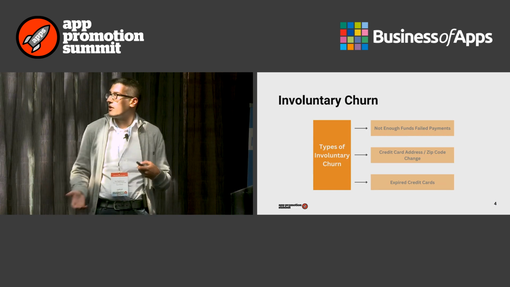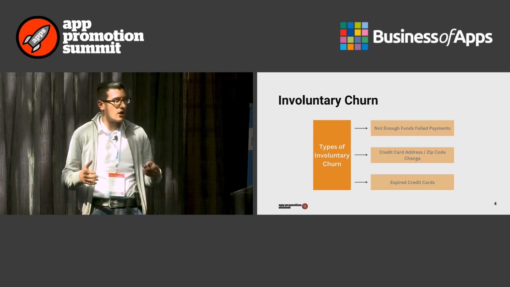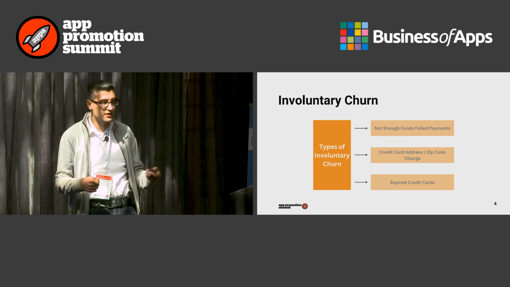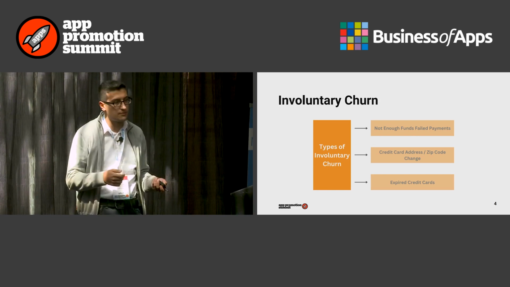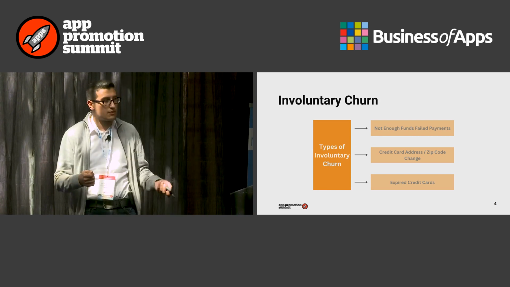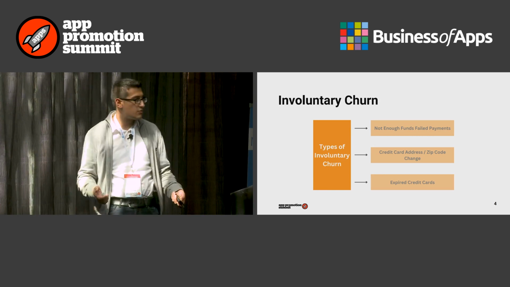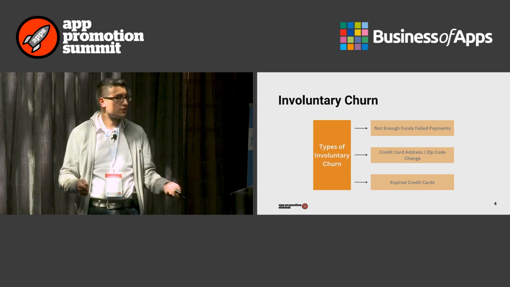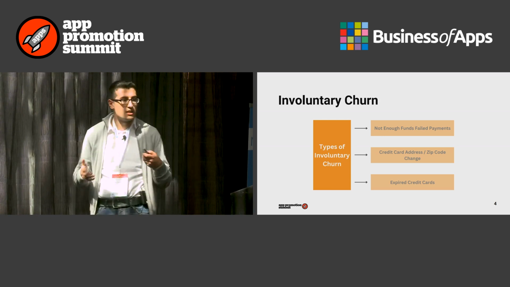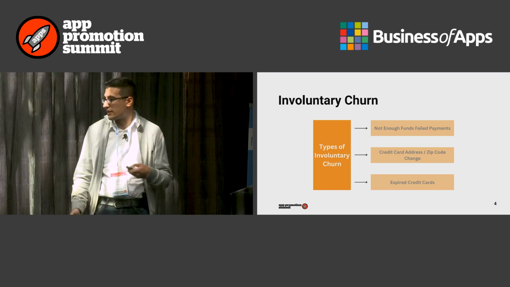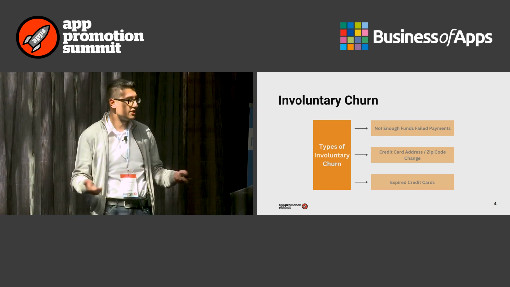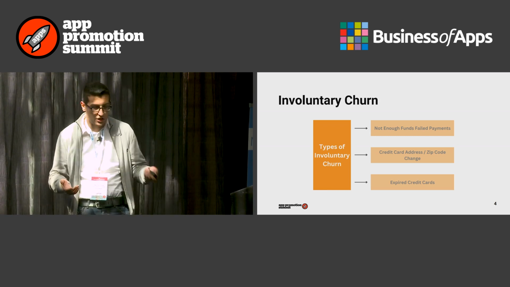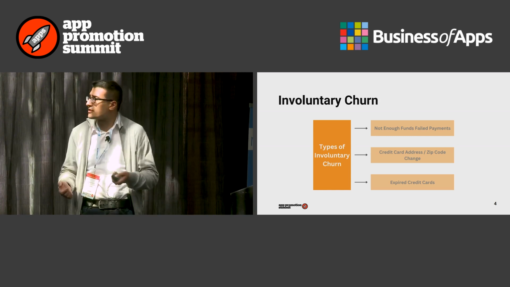So starting from involuntary churn, usually there are three reasons why you are having an involuntary churn. The first one is the customers have not enough funds on their credit card and we fail to charge them. The other one is customers change their credit card address, zip code, etc. And in many cases, this results in being unable to charge their credit cards and they need to update their billing information. And the other one is simply their credit cards expire and they just forget to update their billing information, thus we cannot charge their accounts and continue delivering them a service.